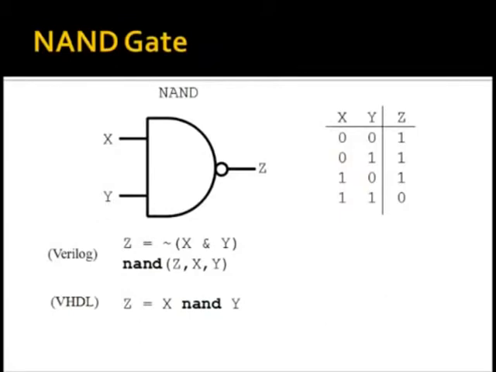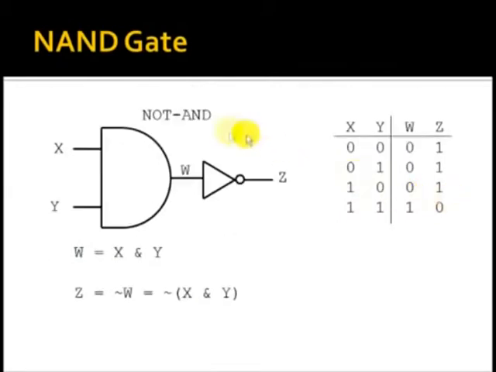Here's the symbol for a NAND gate. It looks like an AND gate with this bubble at the output. The bubble indicates a NOT operation. So a NAND is just a NOT AND. And notice that the output is 0 if both inputs are 1, and it's 1 if any of the inputs are 0. So it's just NOT X and Y. Again, there's a NAND function in Verilog whose output Z and inputs X and Y are given as parameters. In VHDL, you write out the word NAND.